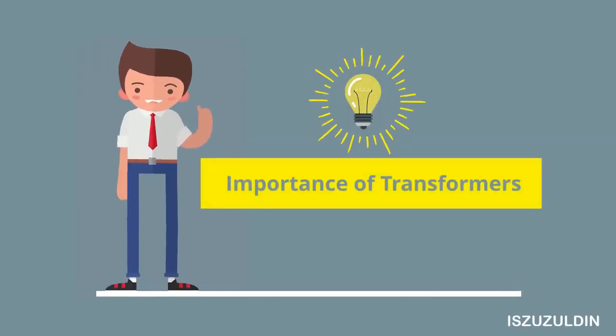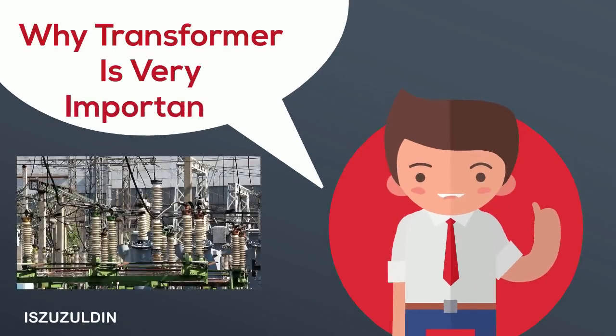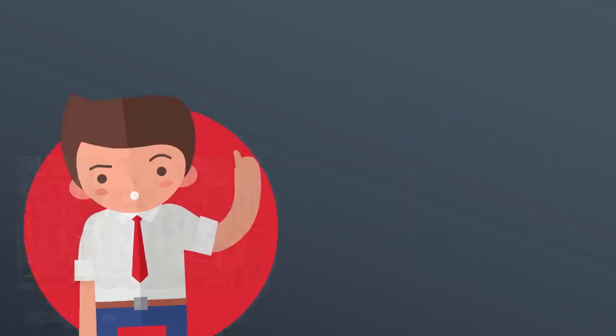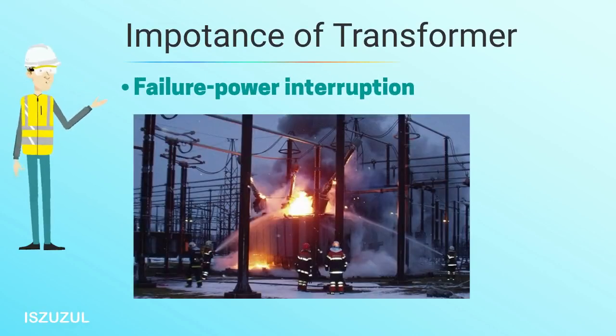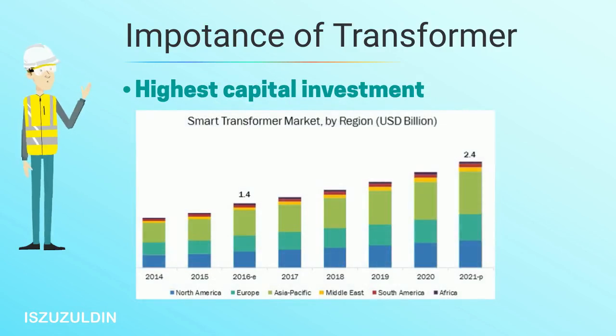Importance of transformers. Why is the transformer very important? The first important point is failure power interruption. If these transformers break, electricity production to consumers may be disrupted. The second point is the highest capital investment. A transformer is one of the most expensive purchases. To put it another way, transformers are among the most costly items in which we must invest our resources.